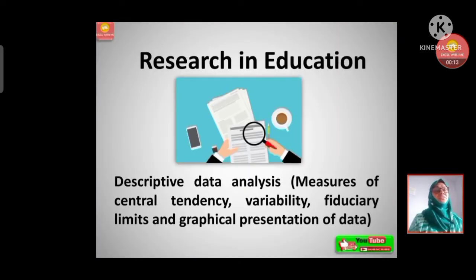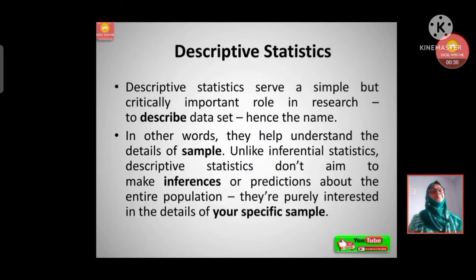Let's start today's class, that is research in education, with the main subtopic quantitative data analysis, under which we are going to discuss the topic descriptive data analysis today. That too, measures of central tendency and variability.